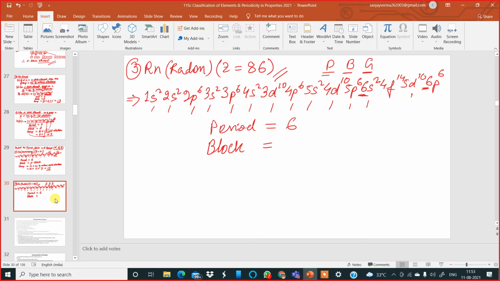Which subshell? P. So P over here. After that, it is a P block. So I write this way, P block. Okay. After that, group. Now group.